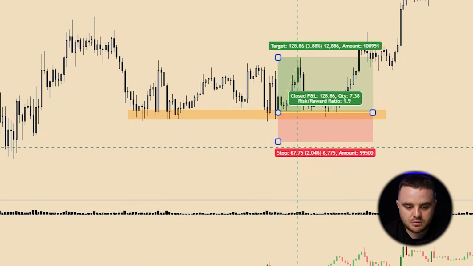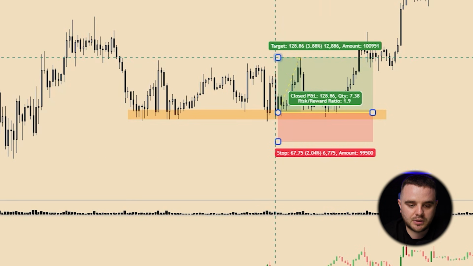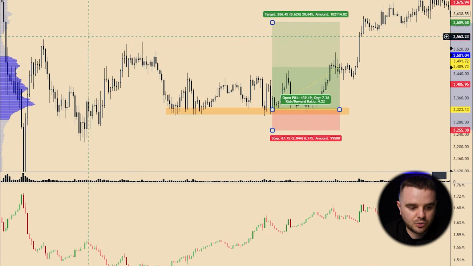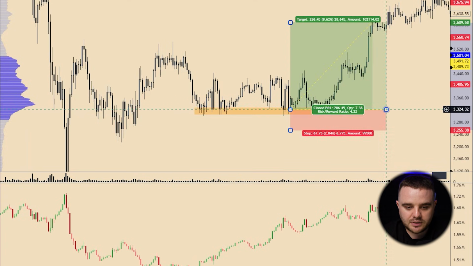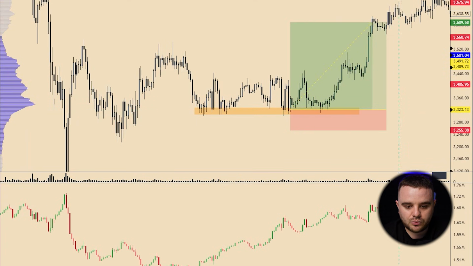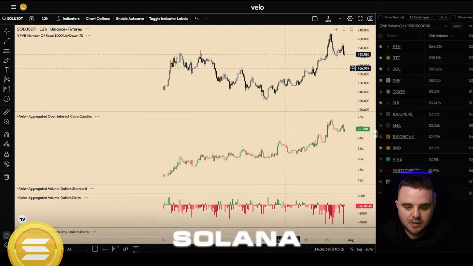Here you can use simple mathematics to take profit. And in most cases, they will go up and take the entire range. That's why when you set take profit, it would definitely be wise to have it above all of these highs. Let's cover another example on Solana.